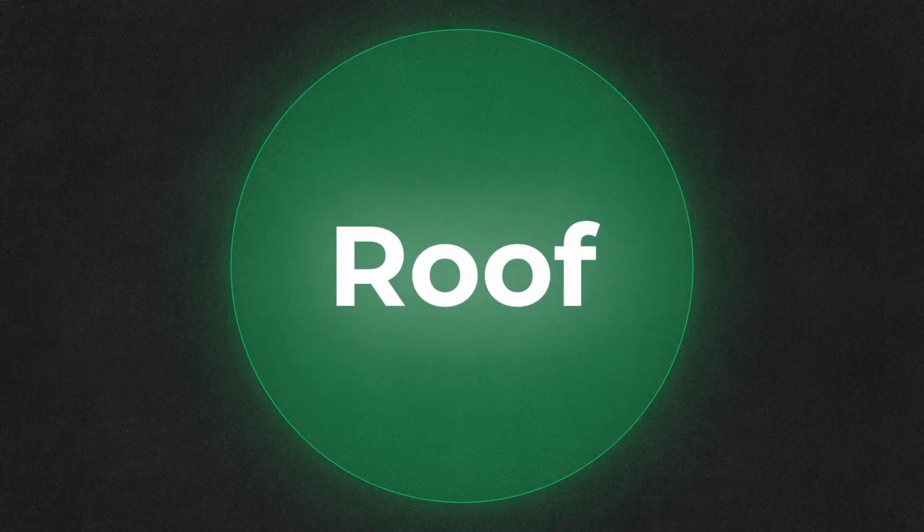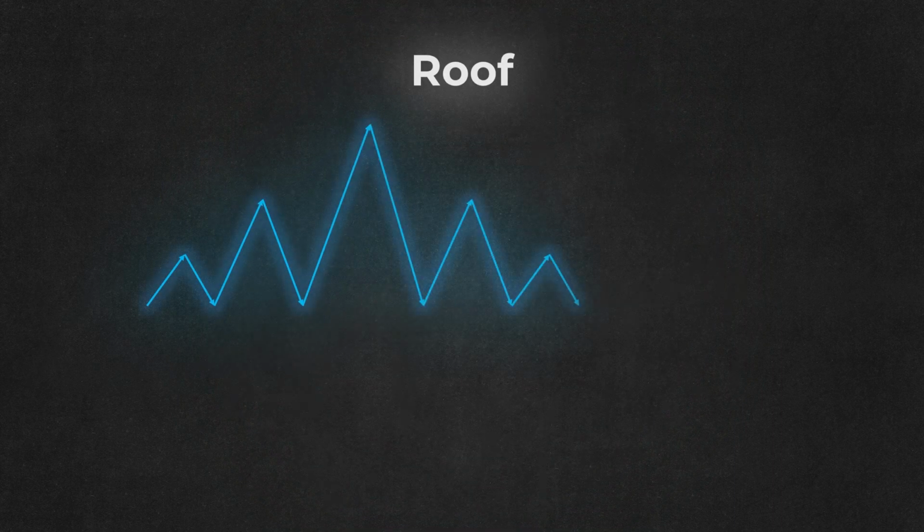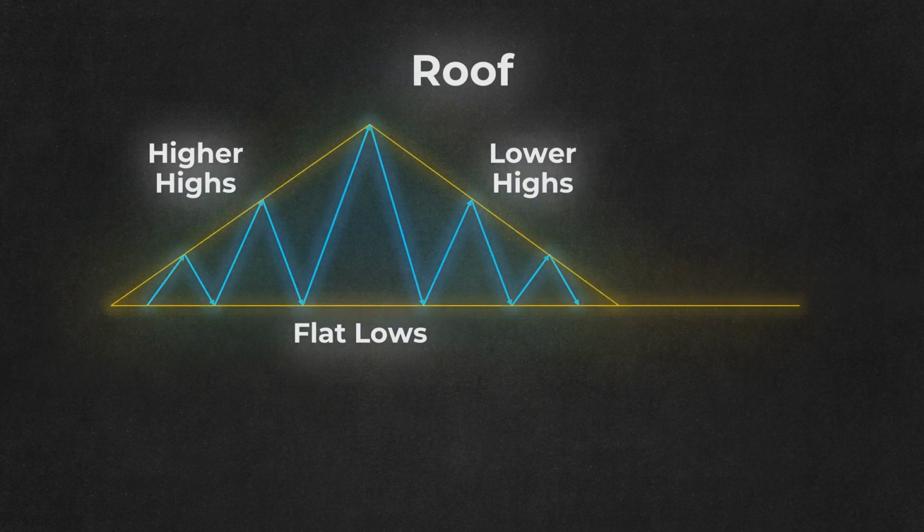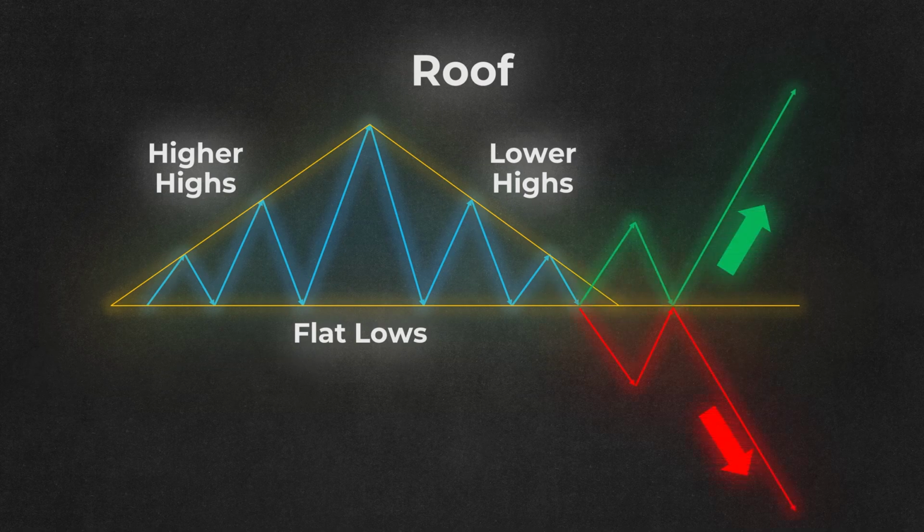The final pattern we are going to talk about is called roof, and it's similar to a very famous pattern called head and shoulders, but there are extra details. The roof is characterized by successive higher highs followed by successive lower highs and flat lows across the whole pattern, forming a roof-like shape. This can either be a bullish or a bearish pattern depending on which direction price breaks out. The pivot in this case is the horizontal line determined by the flat lows.